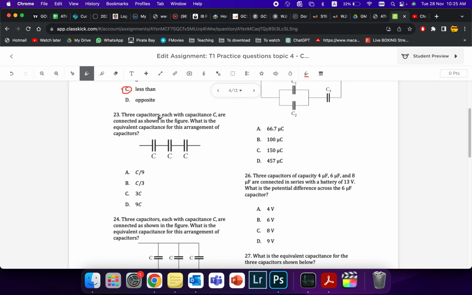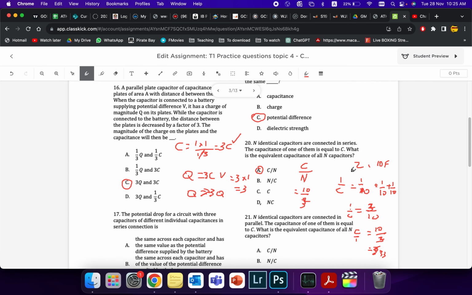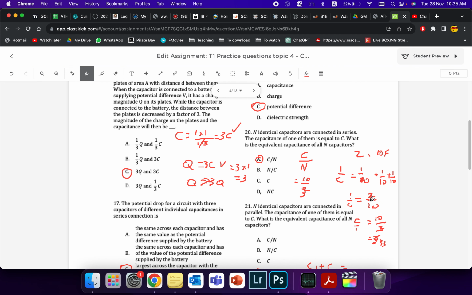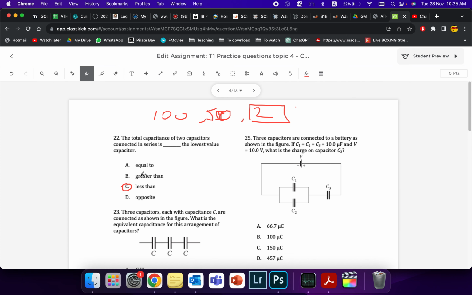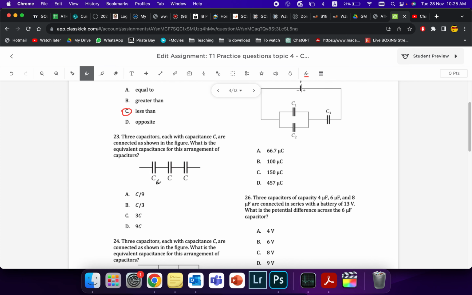In series, the equivalent capacitance for this one, like we just mentioned on the previous page, will become C over 3. Literally, that's exactly what I just did over here. I did 3 of them together, it becomes 10 over 3. I use the number 10, but it's C over N. So C over 3. Where is the option? There we go, C over 3.